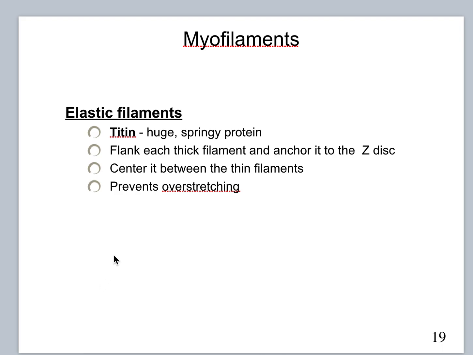Now there's elastic filaments that are also at play here. The titin is a huge springy protein that acts as an elastic filament. It connects to the Z-disc, and I'll tell you what the Z-disc is in just a minute. That's a part of the structure of the muscle. But the elastic filaments prevent overstretching of the muscle.